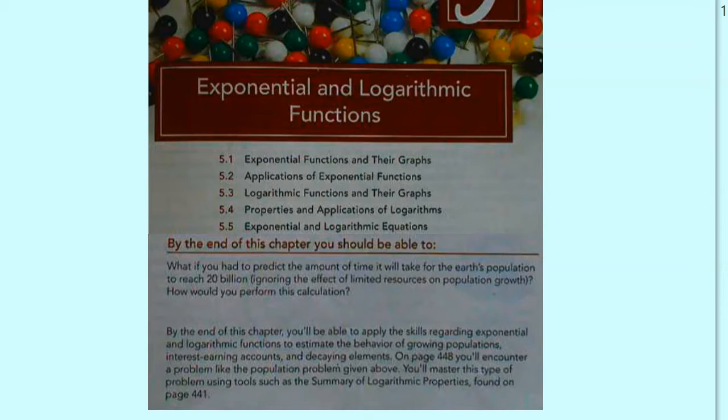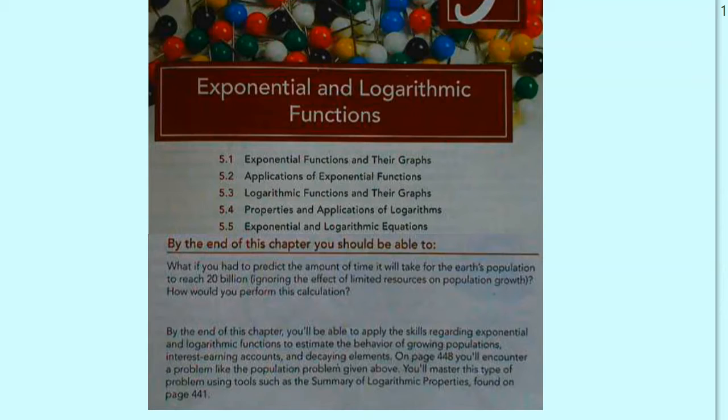So I thought it was interesting, and I left this in our little preview to this chapter. What if you had to predict the amount of time it would take for the Earth's population to reach 20 billion, ignoring the effect of limited resources on population growth? This book has this as the first question to have you think about this in the chapter.